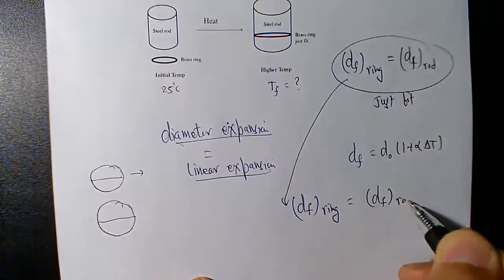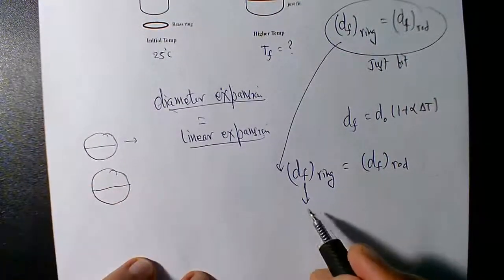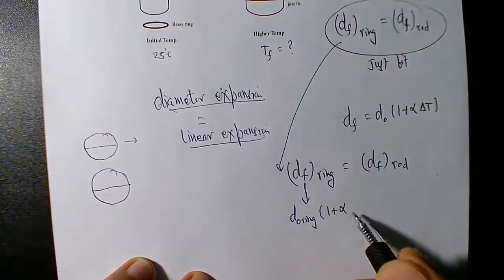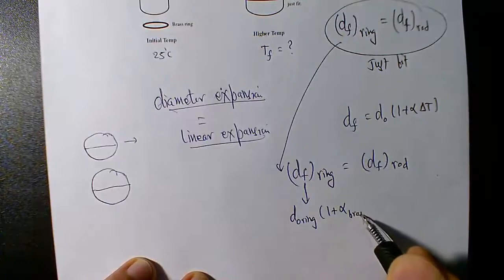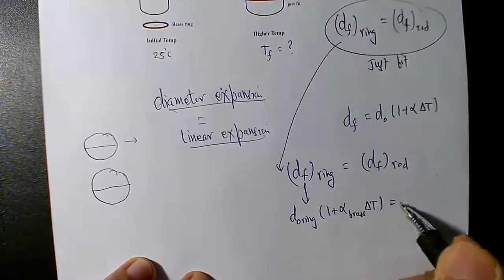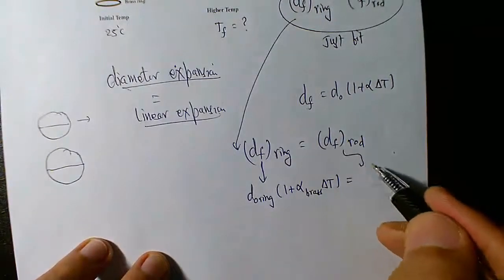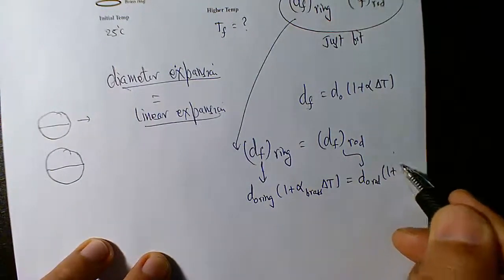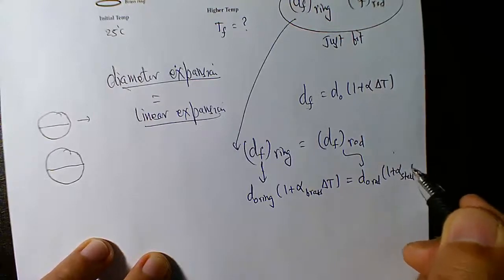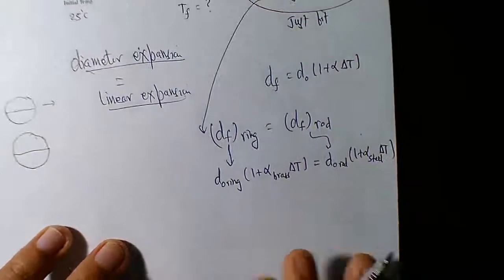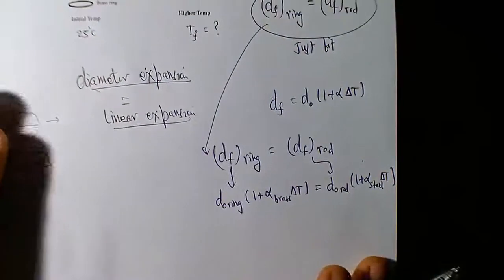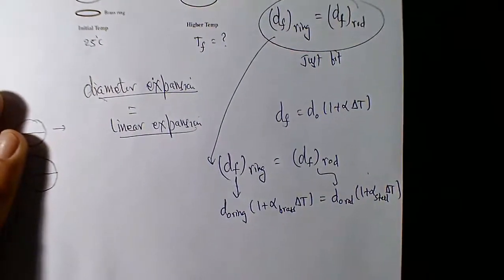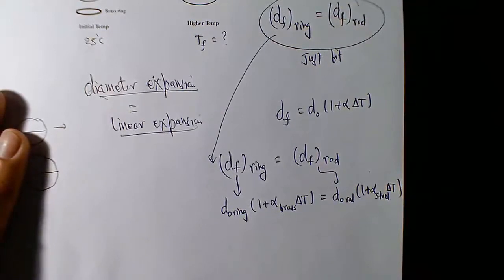of the steel rod. The final diameter is given by the initial diameter of the ring times 1 plus alpha for the ring, meaning brass, times delta T. The change in temperature will be the same. And the same thing here: the initial diameter of the rod times 1 plus alpha for steel, because the rod is steel. Then just put in all the numbers and find the final temperature. If you want to simplify it, first solve for delta T.